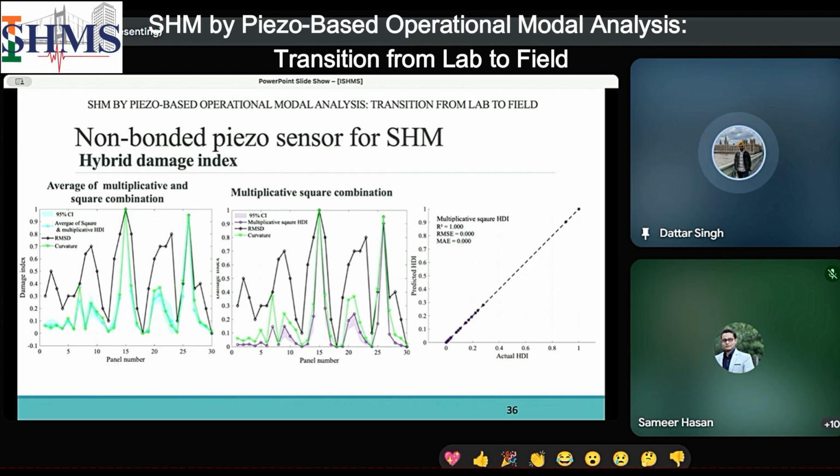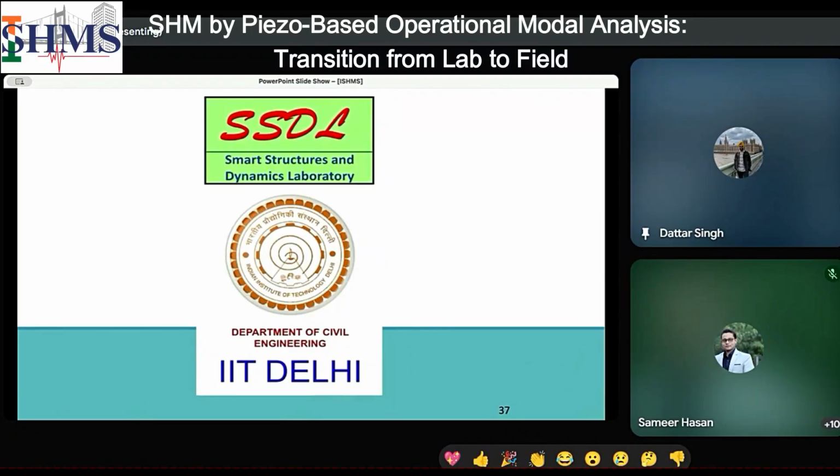Now we have seen that Piezo sensors are very good for local monitoring and global monitoring, both for obtaining modal parameters and obtaining damage through RMSD values. So now let's see a video which has been shot for the field application of Piezo sensors for the coursework at IIT Delhi. So let's go through this video.